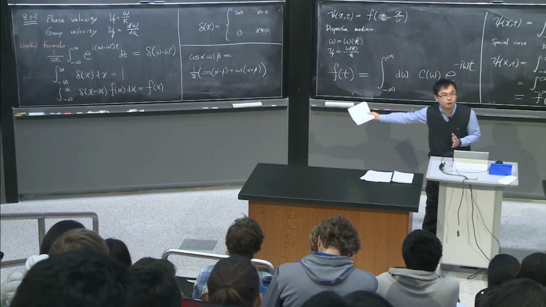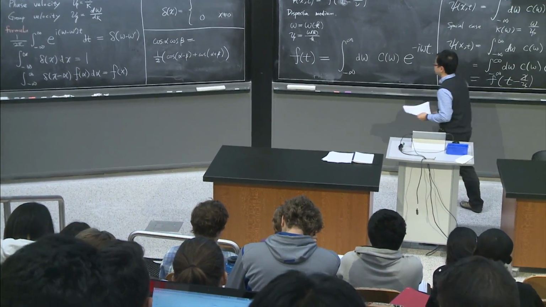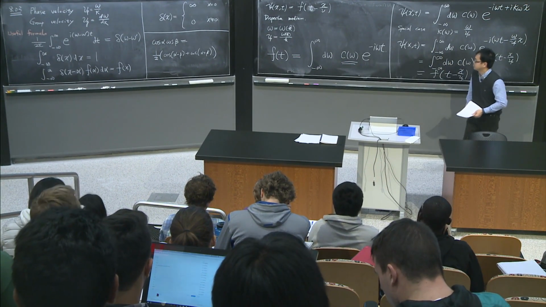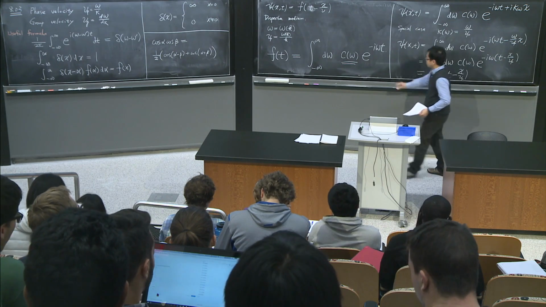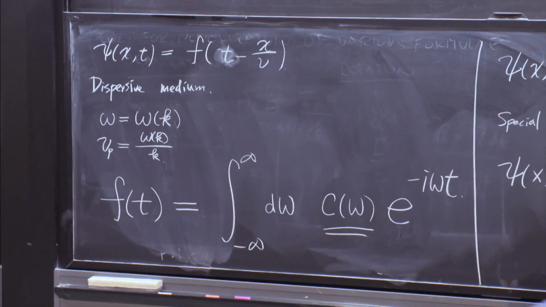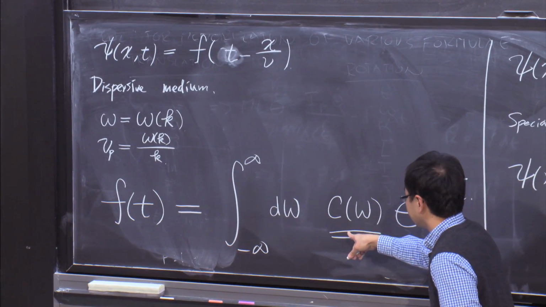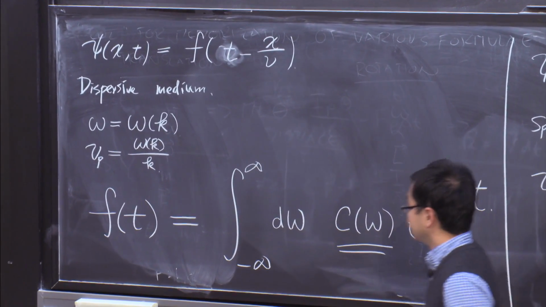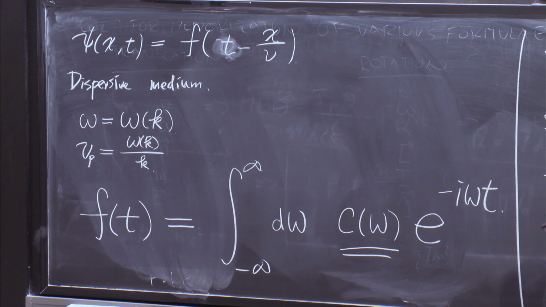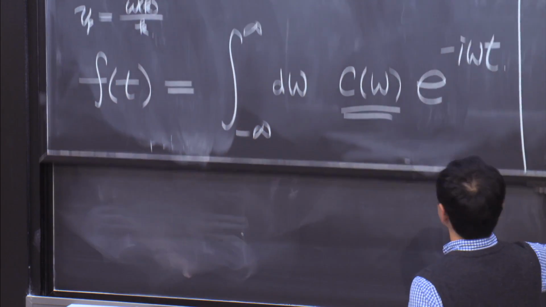So once I have those formulas, I can now demonstrate how I can extract C as a function of omega. This is the goal, right? So don't forget what we are doing. We are trying to extract what C of omega is, so that we can finish this formula. So how do we do that?